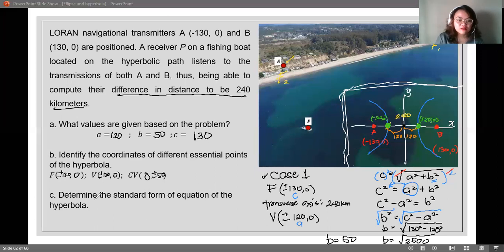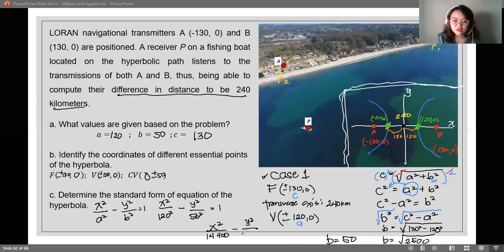Since it's case 1, the formula now is x squared over a squared minus y squared over b squared equals 1. Substitute the values. Ladies and gentlemen, we have x squared over 120 squared minus y squared over 50 squared equals 1. Simplify the values and our final answer for the standard form of equation is x squared over 14,400 minus y squared over 2,500 equals 1. And this is now our final answer for the standard form of equation.